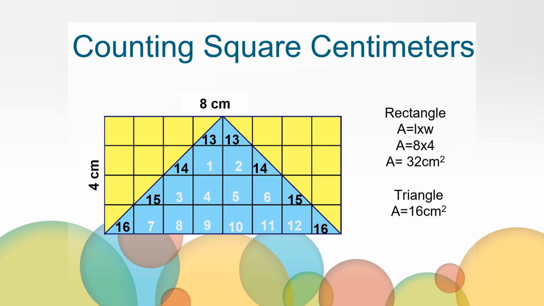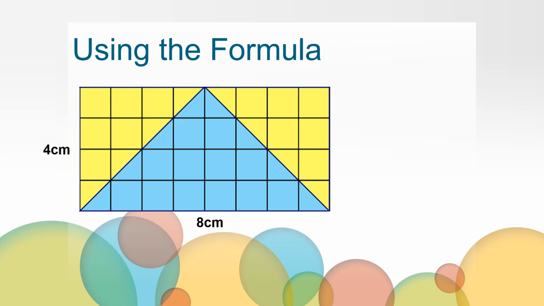Again, we can see the triangle has an area of 16 centimeters squared, which is half of the rectangle, which is 32 centimeters squared. We can use the relationship between the area of a triangle and the area of a rectangle to understand the formula for finding the area of a triangle. The formula for finding the area of a triangle is area equals 1/2 base times height. Let's determine how to find the base and height of a triangle.